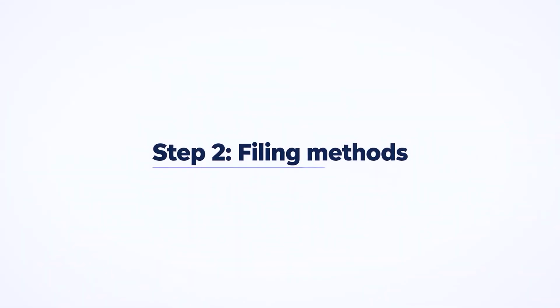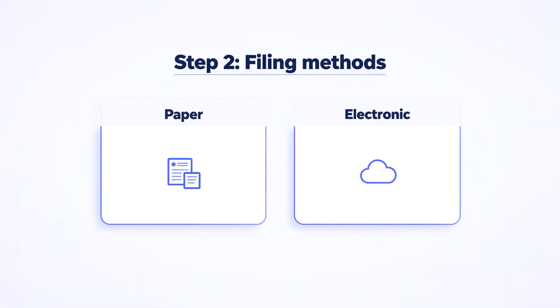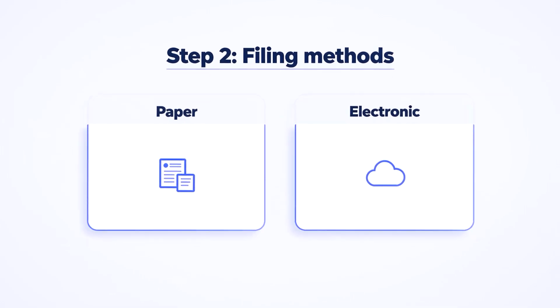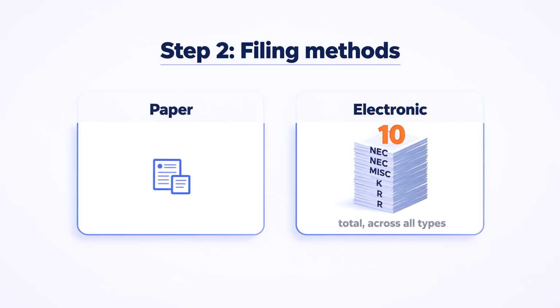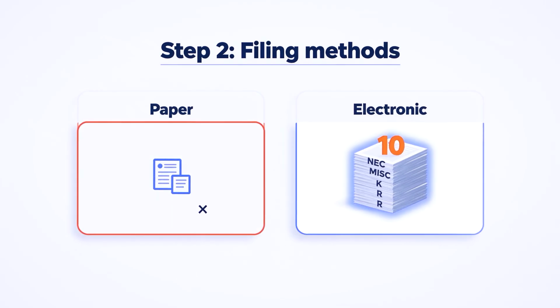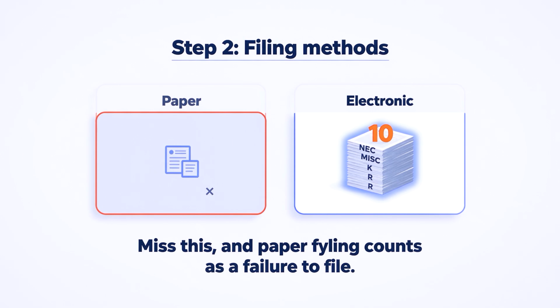Step 2. Filing methods. You've got two ways to file, paper or electronic. But here's the rule that trips people up. If you're filing 10 or more information returns in total across all types combined, you are required to e-file. That's not 10 per form type, it's 10 total. Miss this and filing on paper counts as a failure to file.